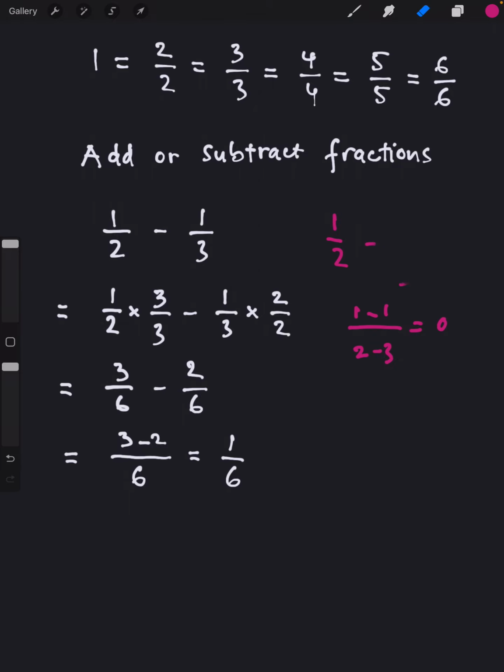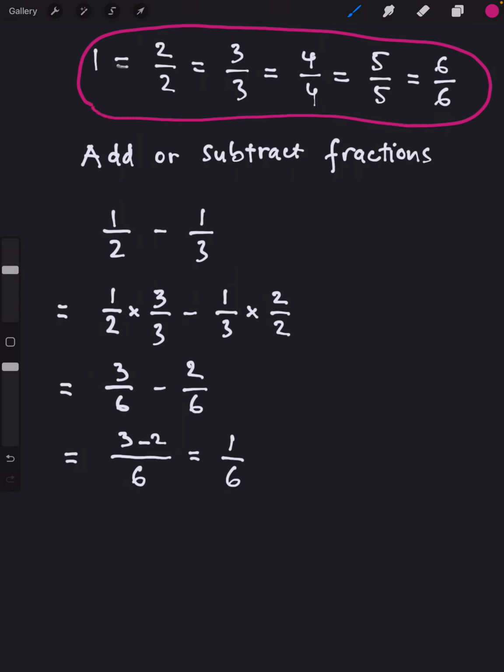Okay, so in this video I will tell one of the basic things that seventh graders should know: the number 1 is equal to 3 over 3, 4 over 4, 5 over 5, 6 over 6, etc. Why do we need to do that? Because when we add or subtract fractions with denominators that are not the same, in this case 2 and 3, we cannot just simply add or subtract them.